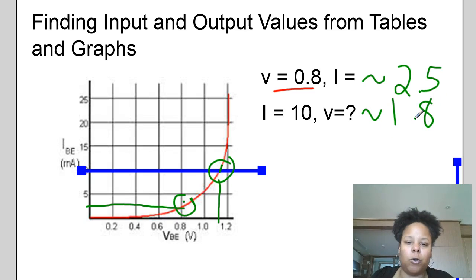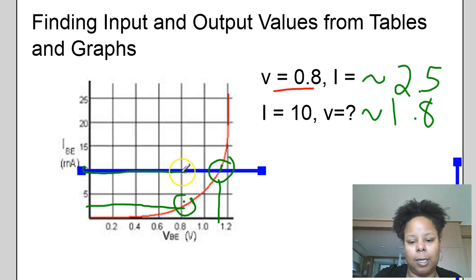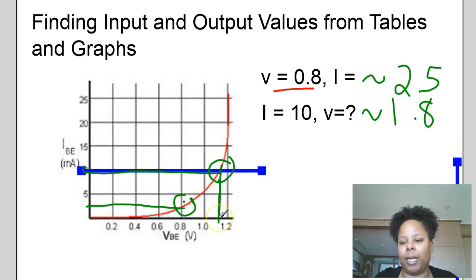So we use vertical and horizontal lines to be able to determine the related inputs and outputs from graphs. Now you don't actually have to draw a vertical or horizontal line. Sometimes you can use your finger to go over it, like what I'm doing, and then determine your answer. But you can find input and output values from tables and graphs using those strategies.